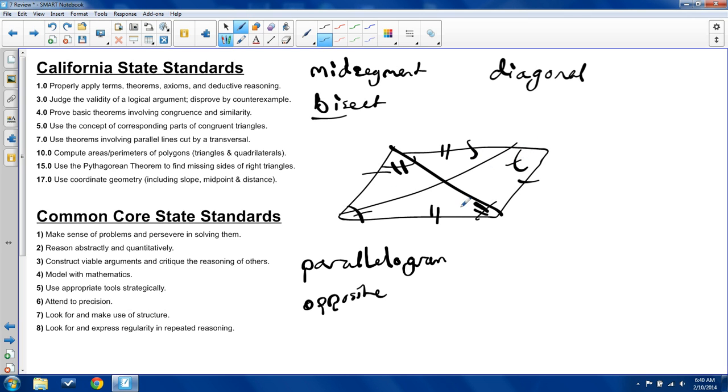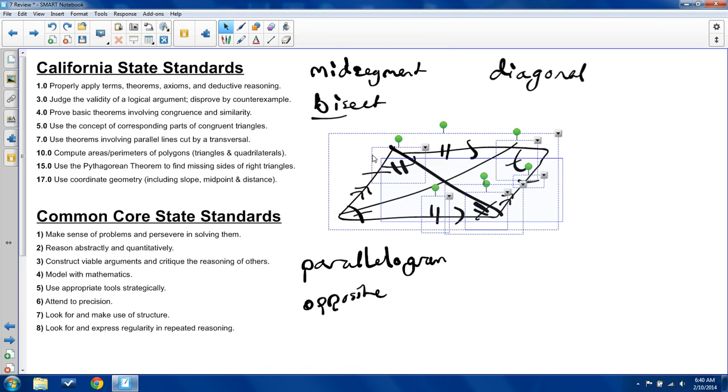And what else did I say about parallel? That might be it. But yeah, there's a parallelogram right there. You can say adjacent angles in the diagonal are supplementary, but I don't think that's as important.